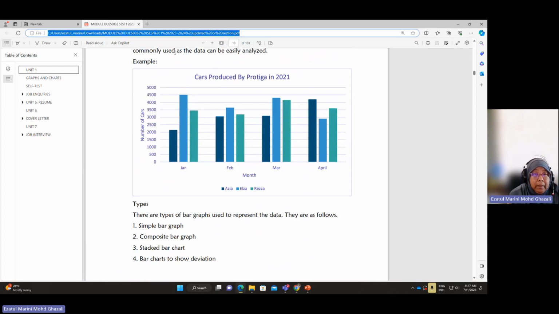Okay, if you look at the one in the example, cars produced by Protiga in 2020. So Azia, Elza, and Reza. What a name, right? And you can see that the highest number of cars produced in January is Elza. The highest in April is Azia. And the lowest in January is Azia. Whereas we can say that Reza is having like a steady increase of the production.